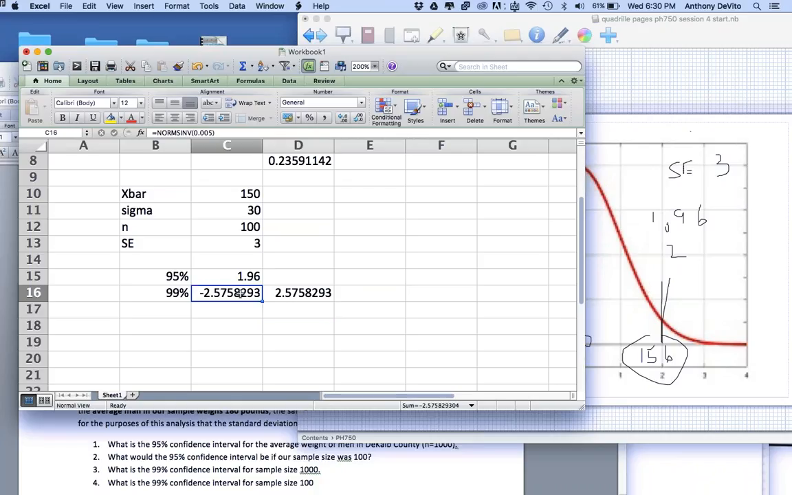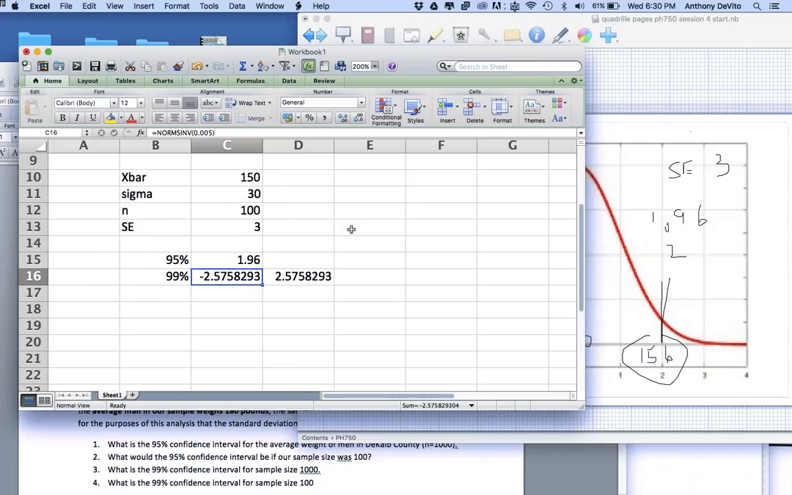Okay, so that's the value I would multiply the standard error by, because for a 99% confidence interval, I have to be 2.58 standard deviations above the mean and 2.58 standard deviations below. Now I'm going to calculate my confidence interval. It is equal to x bar plus or minus the Z-score times the standard error. My mean was 150, minus 2.58 times my standard error, which was 3. It comes out to be 142.26.